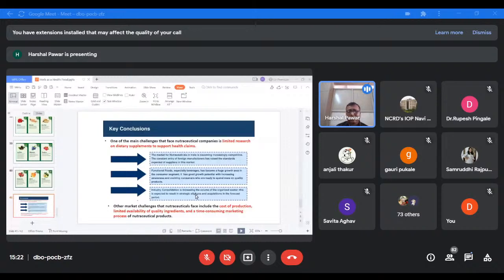And one more thing is that the regulations and the regulatory requirements, especially in India, are not up to the international standard. Right, and that is the reason we are facing problems in exporting our nutraceutical products and dietary supplements, especially to the regulated market.